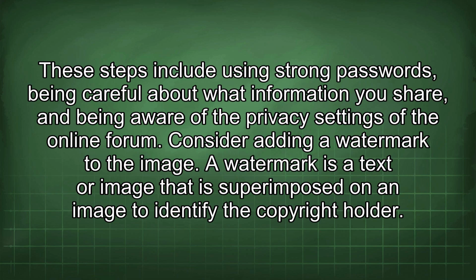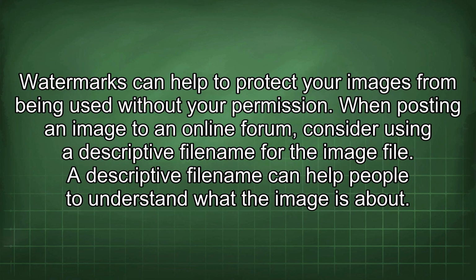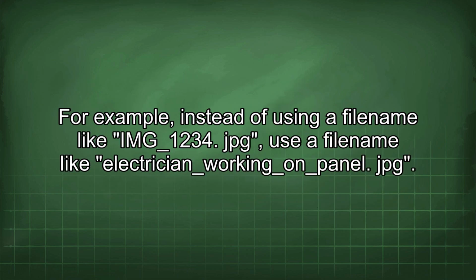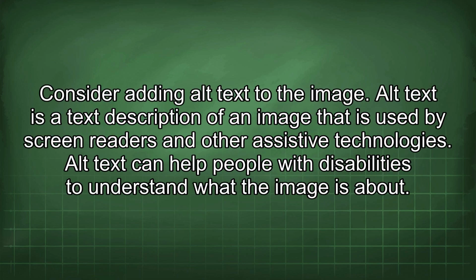A watermark is a text or image that is superimposed on an image to identify the copyright holder. Watermarks can help to protect your images from being used without your permission. When posting an image to an online forum, consider using a descriptive file name for the image file. A descriptive file name can help people to understand what the image is about. For example, instead of using a file name like img1234.JPG, use a file name like Electrician working on panel.JPG.